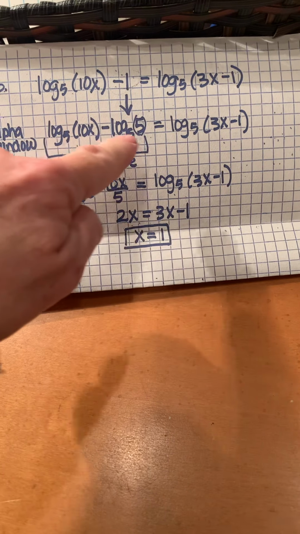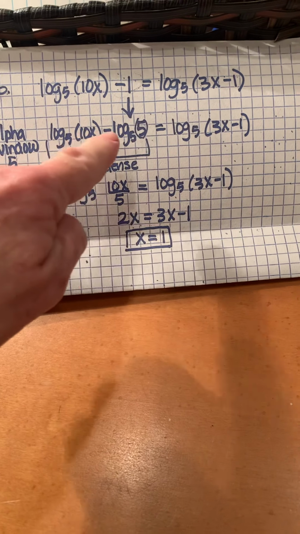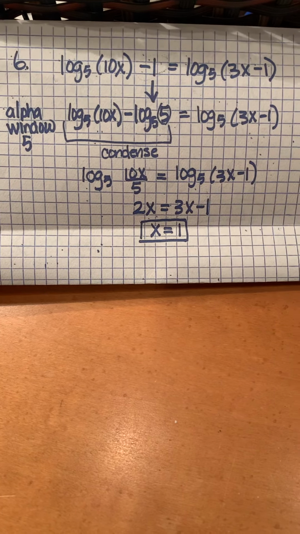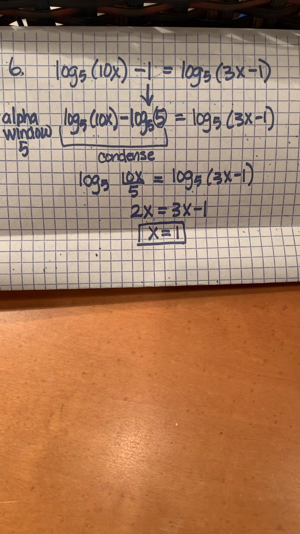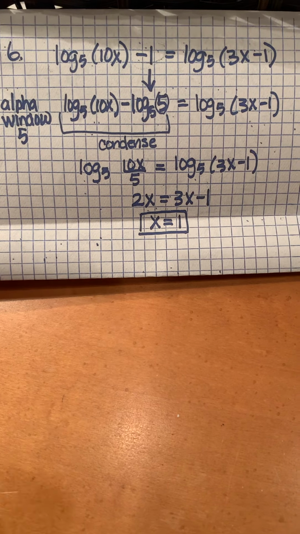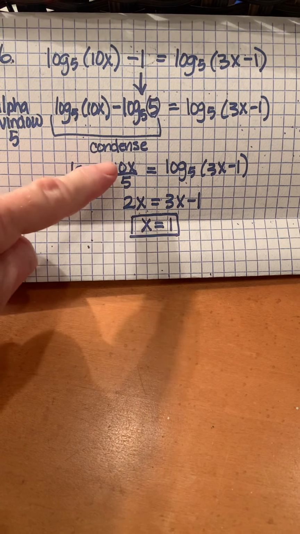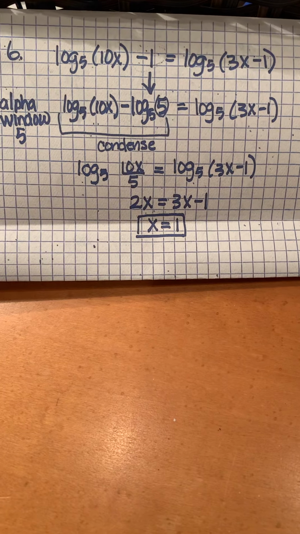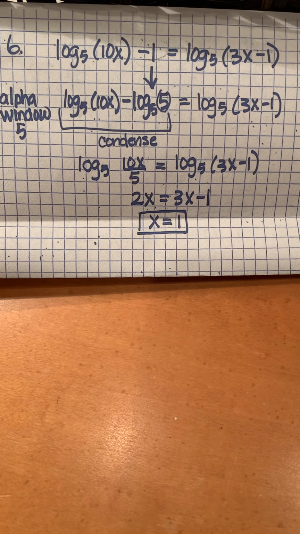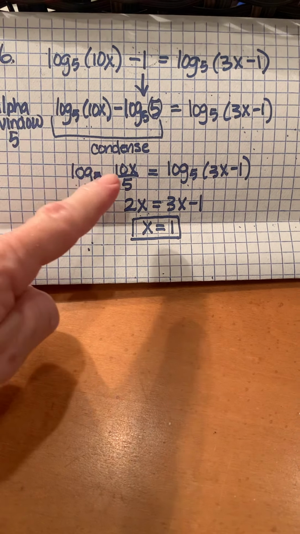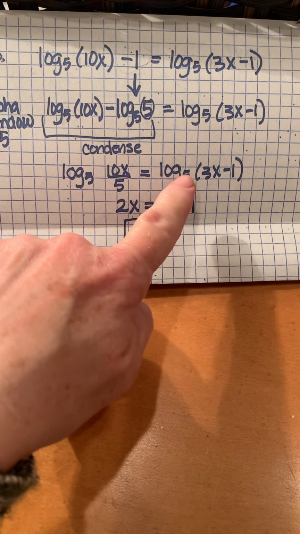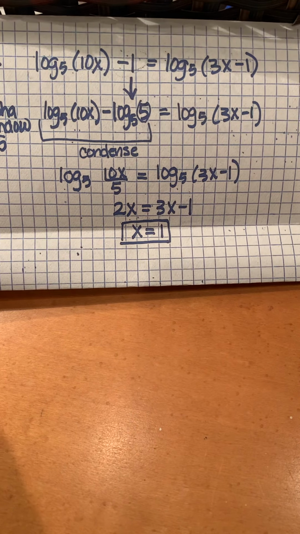Now I have all the same bases, log base 5, log base 5, log base 5. I condensed the left side of the equation by using the quotient rule. And I ended up with log base 5 of 10x over 5 equals log base 5 of 3x minus 1. Then I set the arguments equal to each other because I have the log base 5 of one argument equals the log base 5 of another argument.